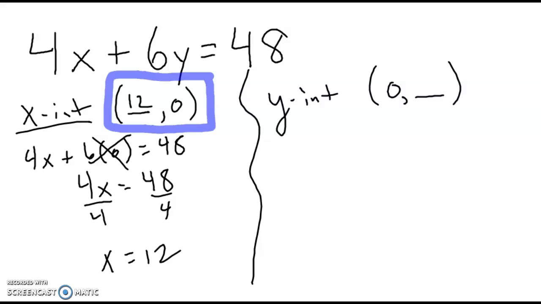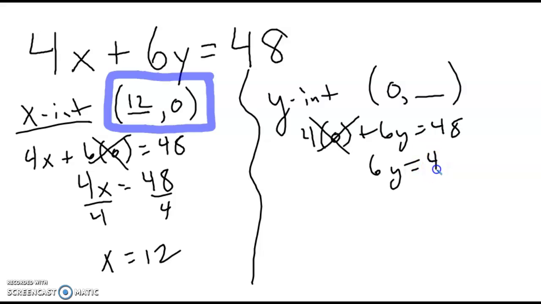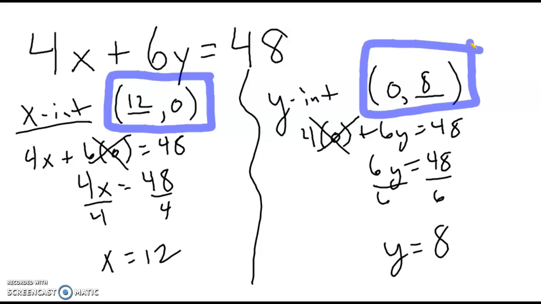Then we'll go ahead and do the same thing for our y-intercept. We know that the x value is going to be 0, so we're going to plug 0 in for x. And then we have 6 times y equals 48. We know that cancels. We have 6y equals 48. We're going to divide both sides by 6, and the y value is equal to 8. So our ordered pair for the y-intercept is not 8. Our ordered pair is (0, 8). So we're looking for an actual ordered pair when we're finding our x and our y-intercepts.